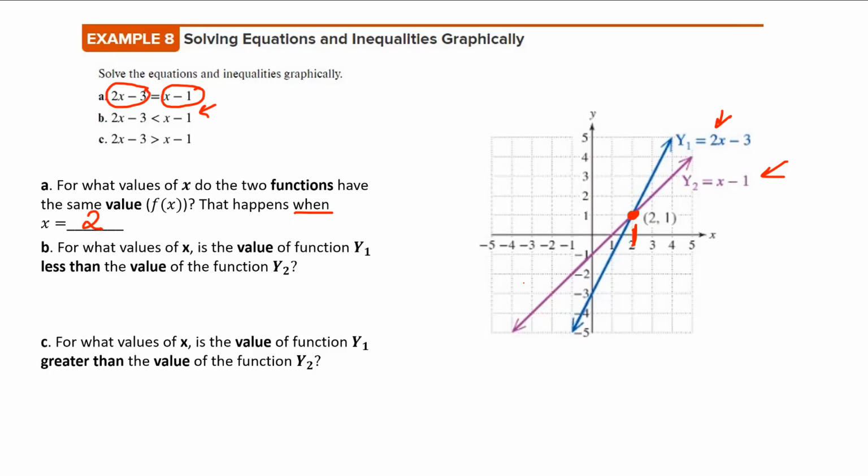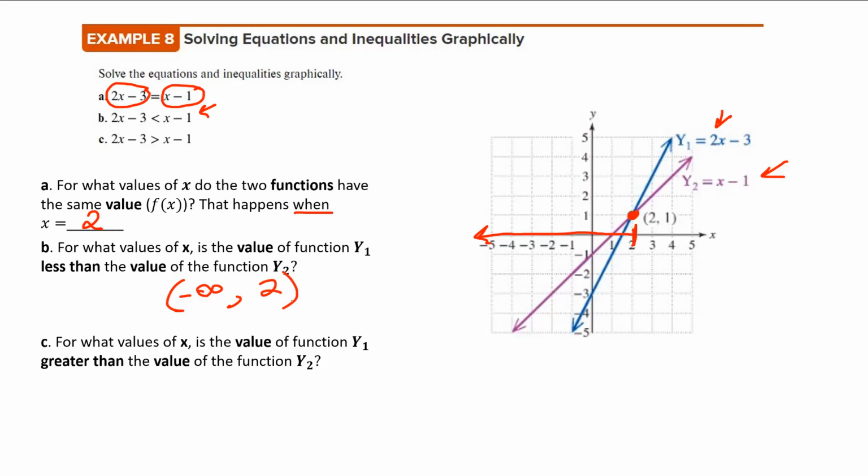For part B, for what values of x is the blue line below the purple line? So when does that happen? Well, that happens from the point where x is 2, all the way down forever. From that point to the left, the blue line is always below the purple line. 2x minus 3 would be less than x minus 1 on that whole interval. The solution to when 2x minus 3 is less than x minus 1 is the interval from negative infinity up to 2.